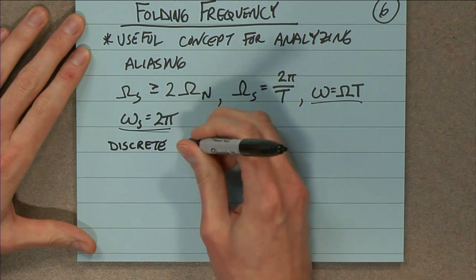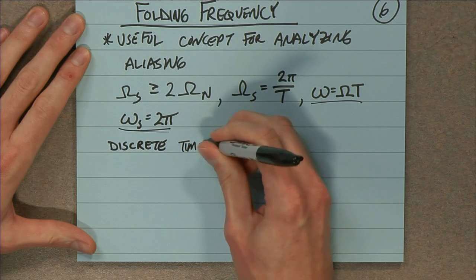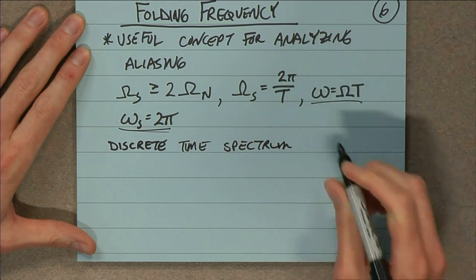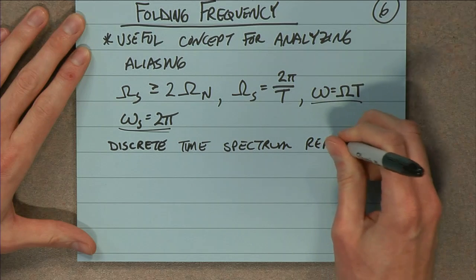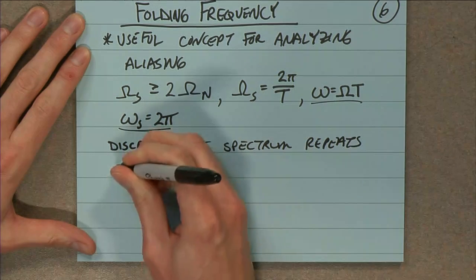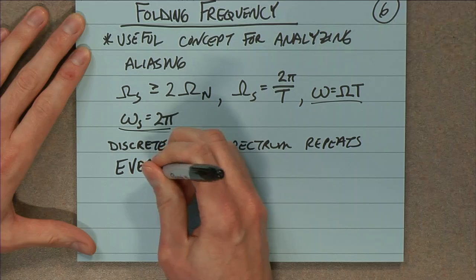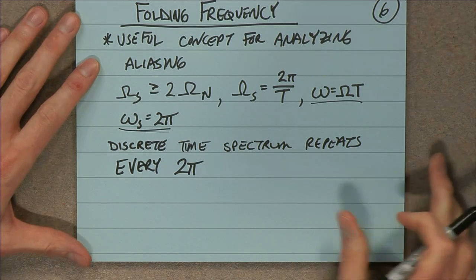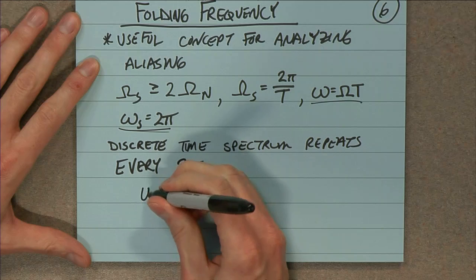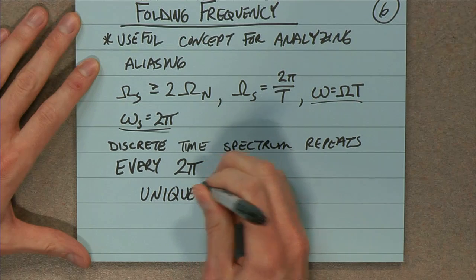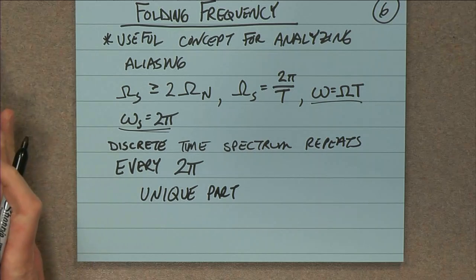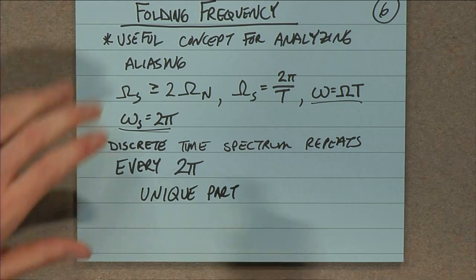that discrete time spectrum repeats every 2 pi. So what's the unique part of that? Well, you have to select some portion of that. So you can go 0 to 2 pi is the part we want to look at, or you can go minus pi to pi.